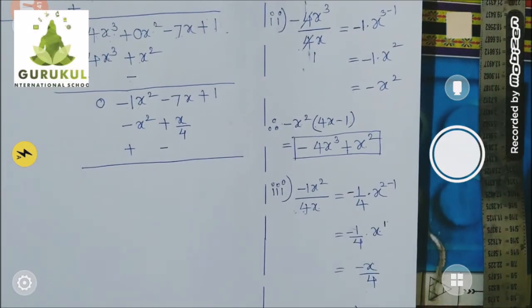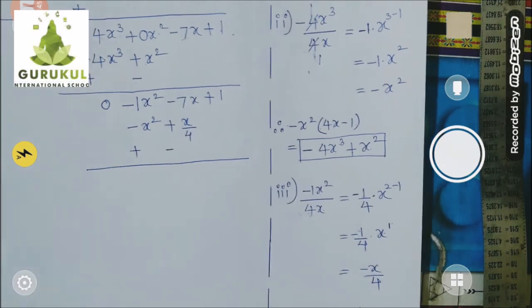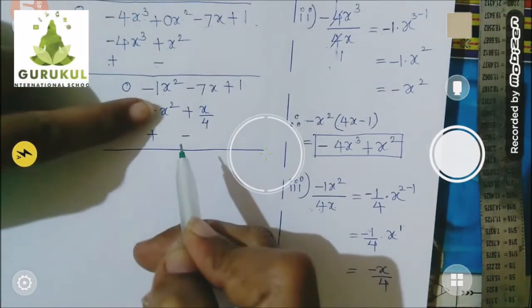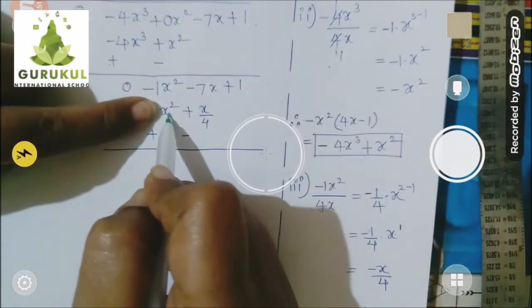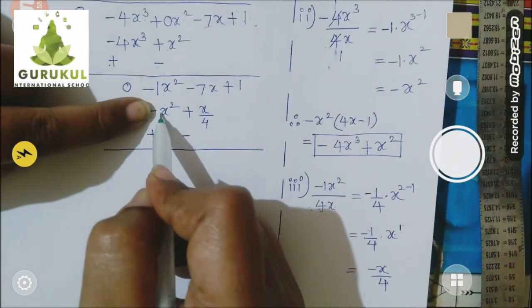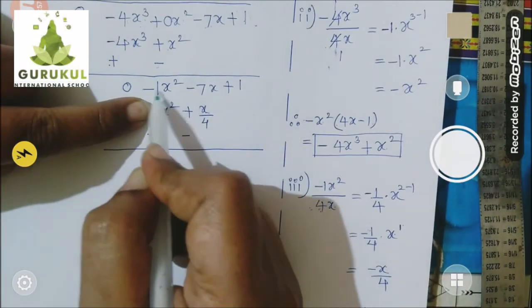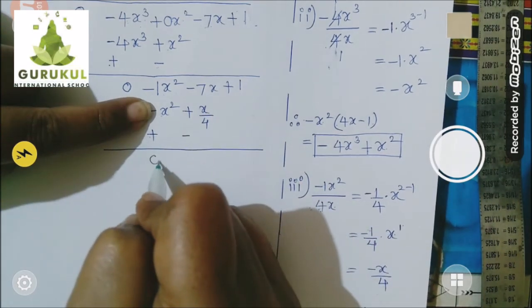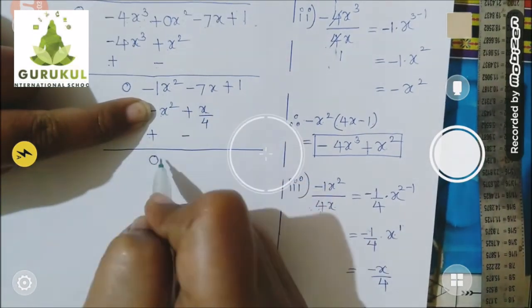Now it's time for subtraction children. So what we have to do? We will subtract minus x square. Forget the original sign. Minus x square plus x square. Answer is 0. Coefficients are minus 1. Here also nothing is written means 1. So minus 1 plus 1. Answer is 0. If it is 0, no need to write x square.